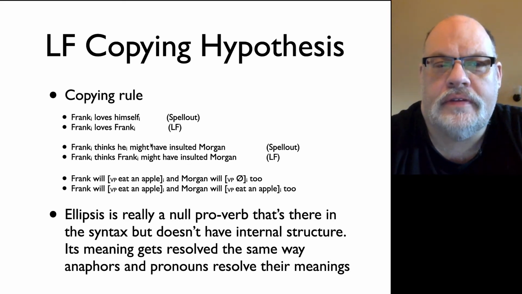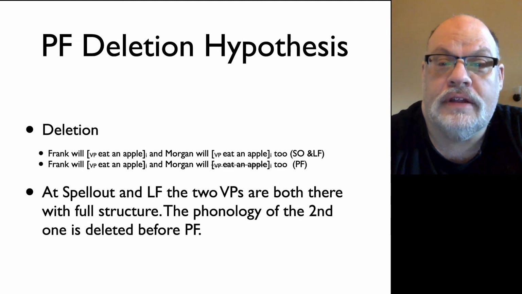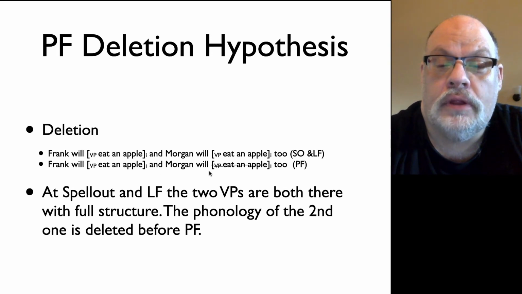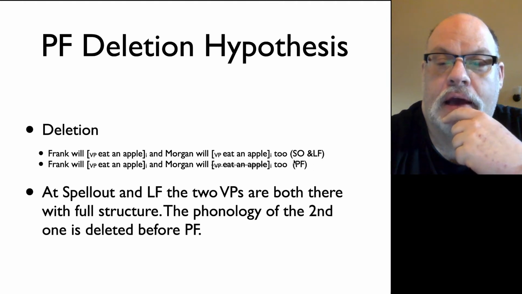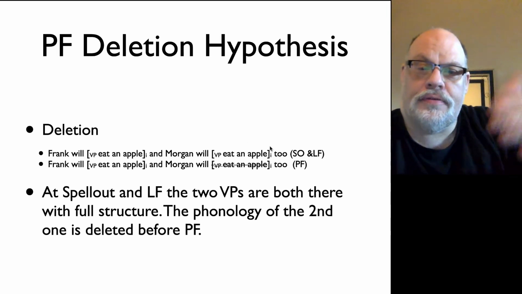Now let's contrast this LF copying hypothesis with a different hypothesis. This is the hypothesis of deletion, and particularly deletion at PF. Take a sentence like, Frank will eat an apple and Morgan will too. That's our surface form, that's what we hear, that's our PF. But imagine that at spell out and at LF, this element has not in fact been deleted. It's present all the way through the derivation.